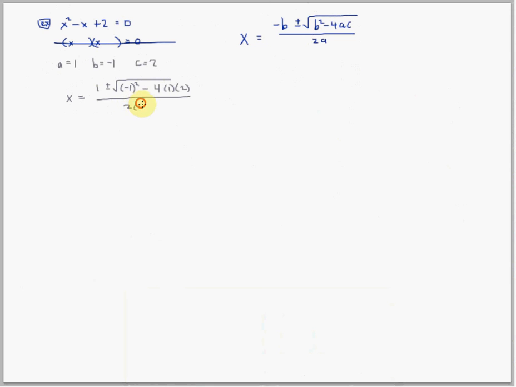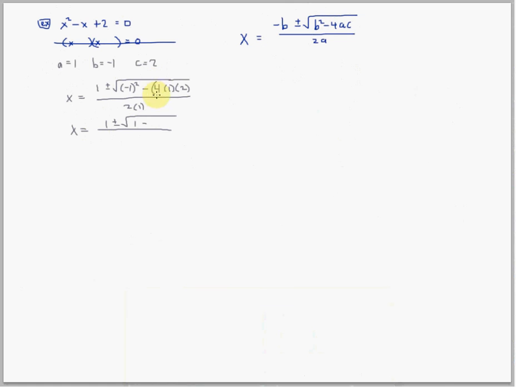Okay, now when you are simplifying this, I'm doing this more specifically because I see a lot of mistakes here. If you are not getting the correct answers, this is what you need to pay attention to. 1 plus or minus, now remember, this value has to come out positive because you are squaring it. So negative 1 squared is positive 1, minus.